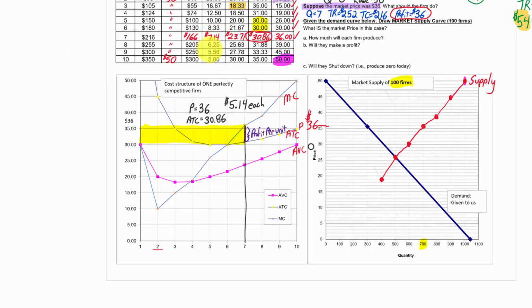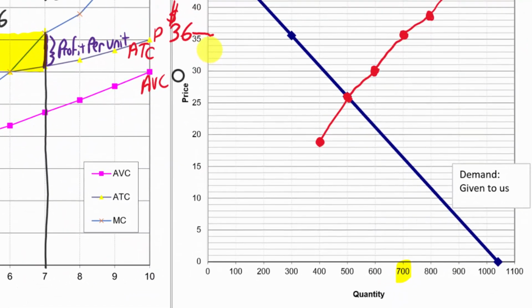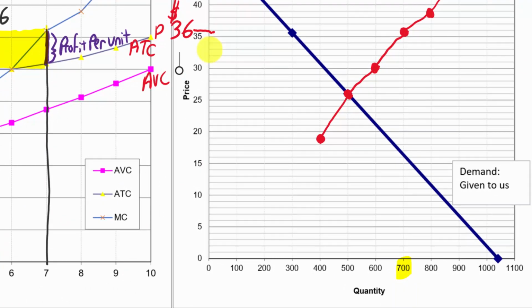So our last point on the supply curve is going to be the shutdown price. I personally usually draw this in a different color just to make sure everybody knows where that came from. And 300 units would be produced by all the firms at that price. So 300 units, just a little above $18. Let's label that carefully, so we remember where that comes from. And that is where our supply curve ends.